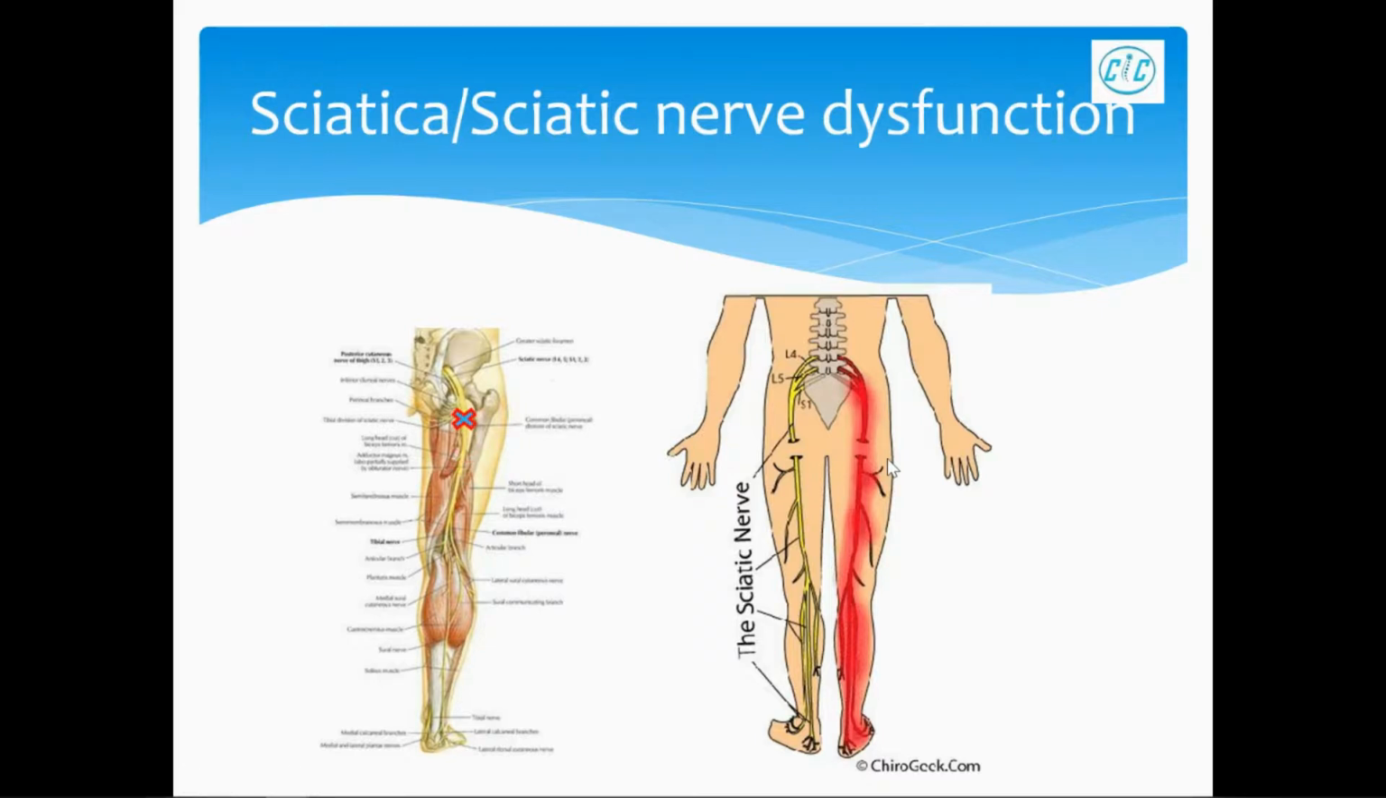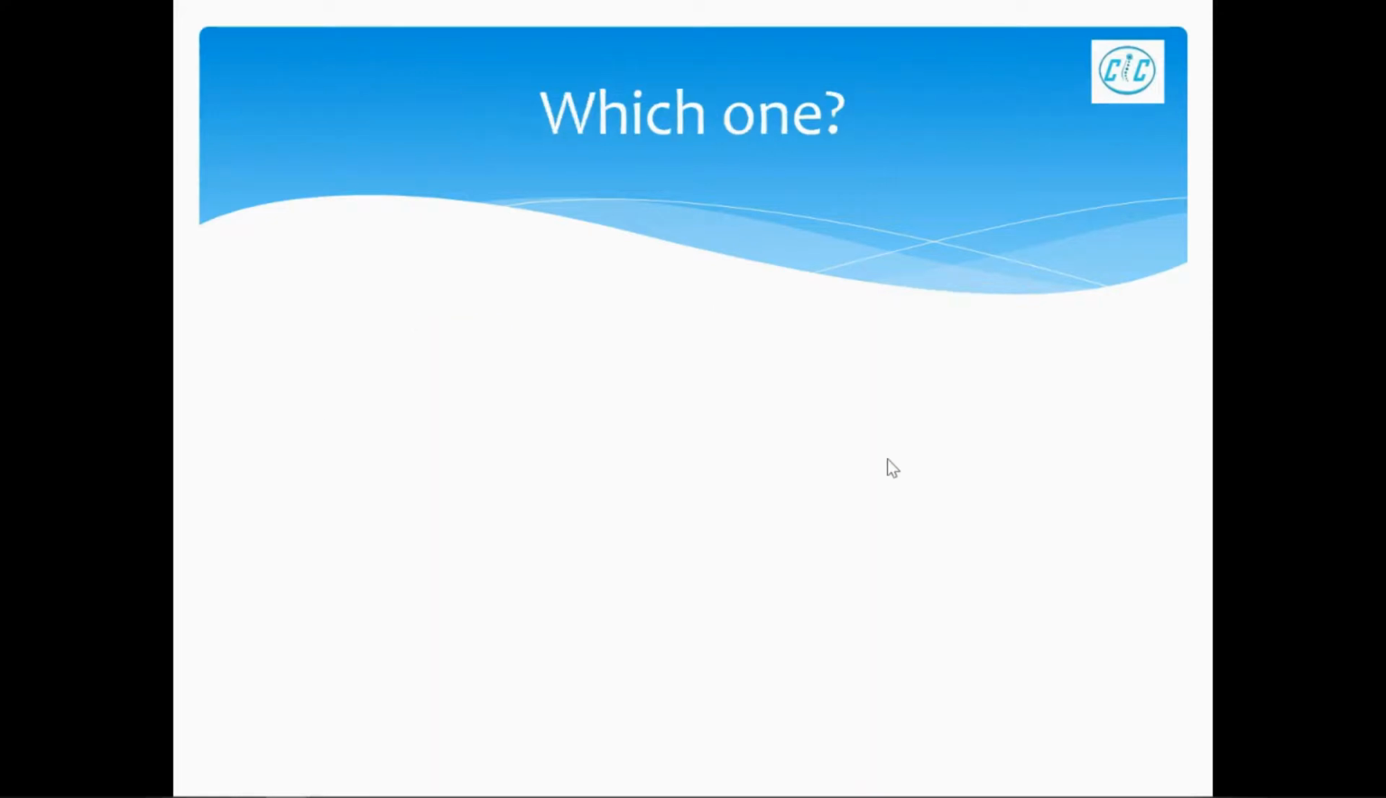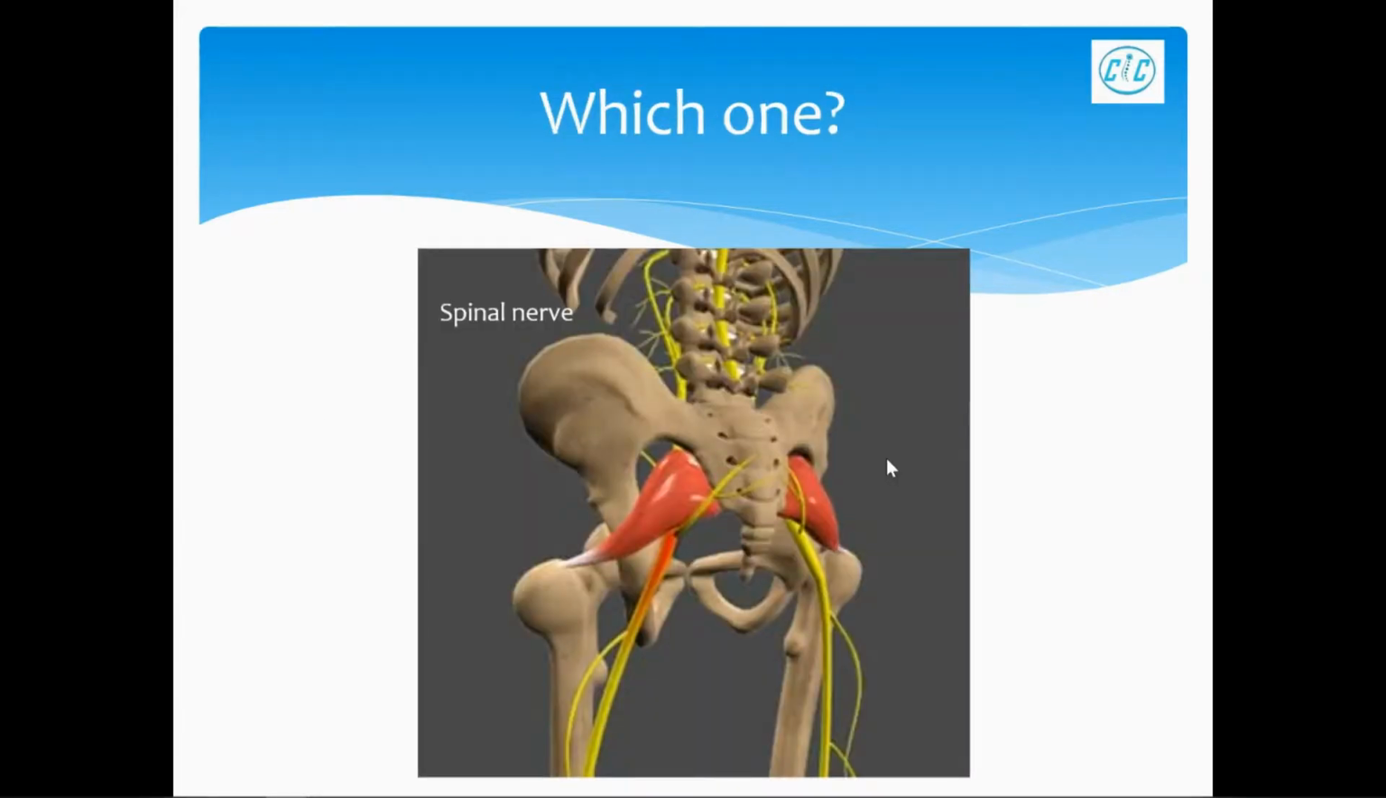Here's the sciatic nerve location. So which one is it? Is it the spinal nerve, which is between the two vertebrae? Is it a sacroiliac joint issue, which is between the sacrum and the ilium of the pelvis? Is it the sciatic nerve that is exiting at the lower part of the pelvis and goes around the piriformis in any different orientation possible, which differs from patient to patient?